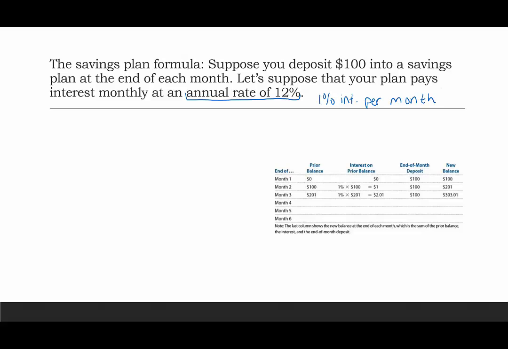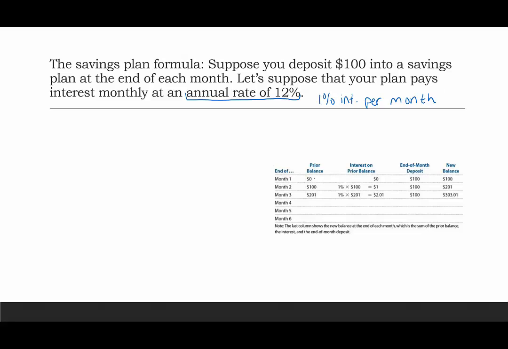Okay. But we also are making the assumption here that we are beginning with $0 in this account, but by the end of the first month, that's when we make that first $100 deposit. So we make $100 at the end of the first month, another $100 deposit at the end of the second month, and so on and so forth. So I have the table set up here. Let's talk about what each column represents.